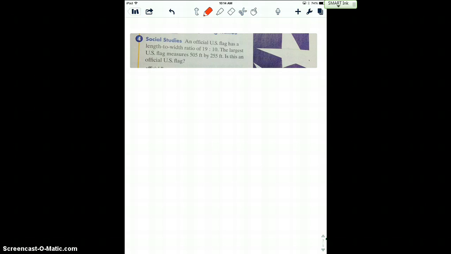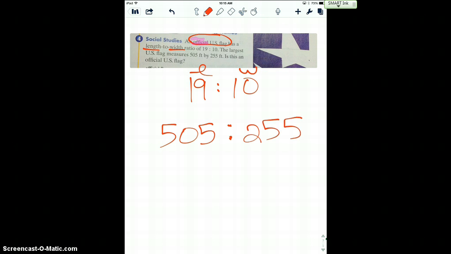Okay, let's look at one more. Something about an official U.S. flag. I have one up in my classroom. It actually has a certain ratio happening if it's an official U.S. flag. It has a length to width ratio of 19 to 10. The largest U.S. flag measures 505 feet by 255 feet. Is this an official U.S. flag? Is it equivalent to the 19 to 10 ratio?